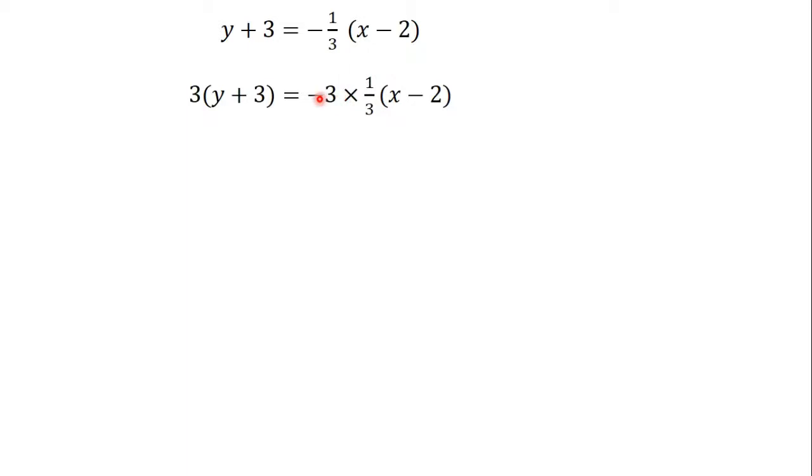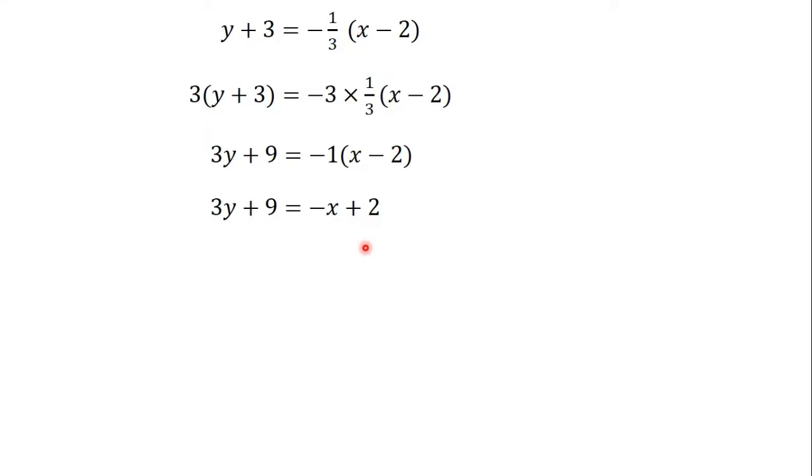3 and 3 will cancel out. So you have 3 times y will give us 3y. 3 times 3 will give us 9. When 3 and 3 cancel out, we are going to have minus 1 times 1. That will give us minus 1. So we have minus 1 into brackets x minus 2. We open this bracket. We will have 3y plus 9 is equal to minus 1 times x will give us minus x, minus 1 times minus 2 will give us positive 2.